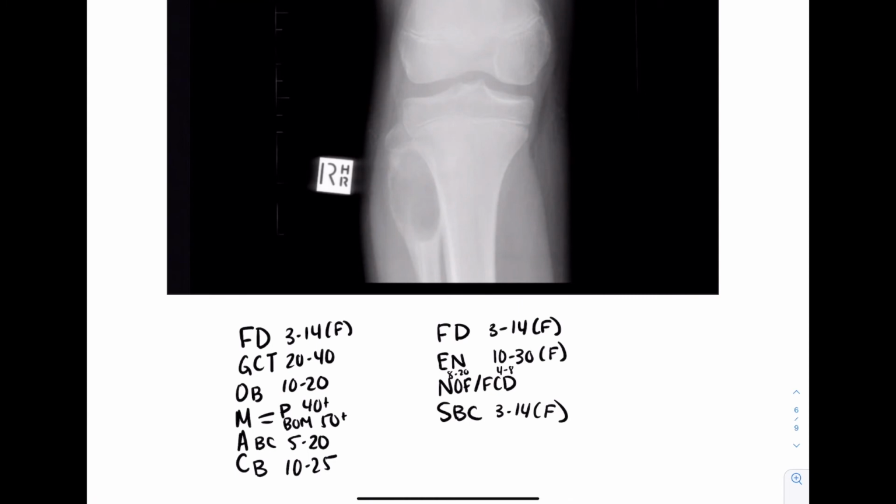Okay, and so in your head you're like, okay, well, how old can I be, based on the growth plate? When do your growth plates close?